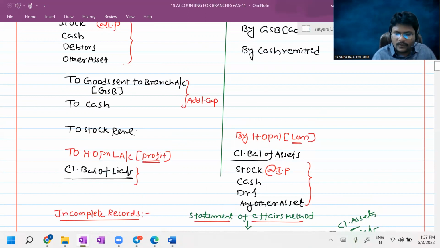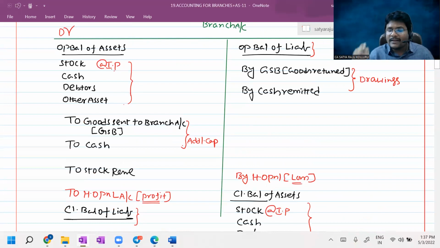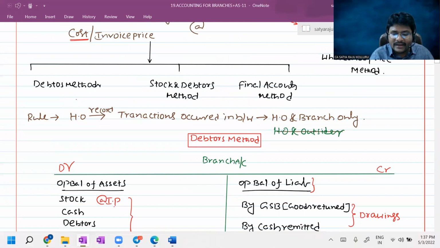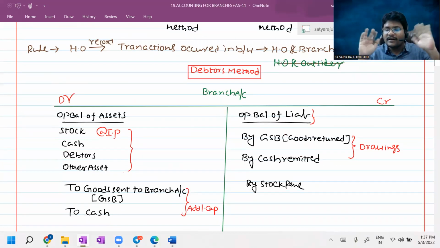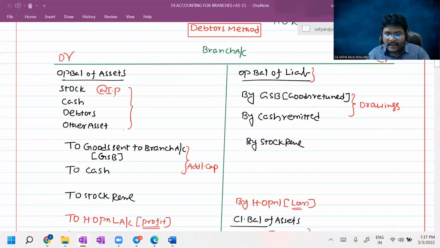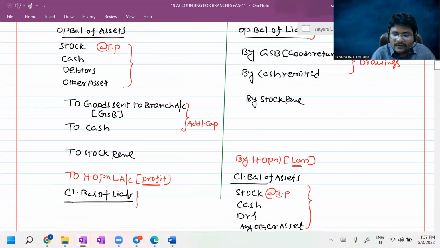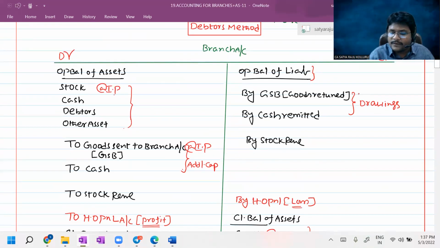Now the profit included under the opening stock, you can record this side by stock reserve. If the goods are sent by head office to the branch at invoice price, then only the stock reserve concept is applicable. Otherwise the stock reserve concept isn't applicable. And one more thing, at that particular point of time, goods sent by head office to the branch are also at the rate of invoice price. The goods returned by the branch to head office are also at the rate of invoice price.